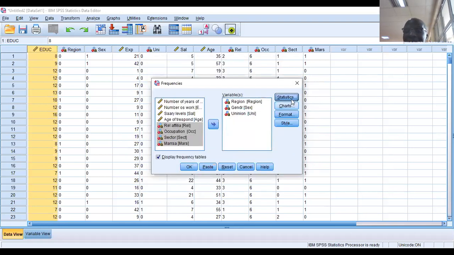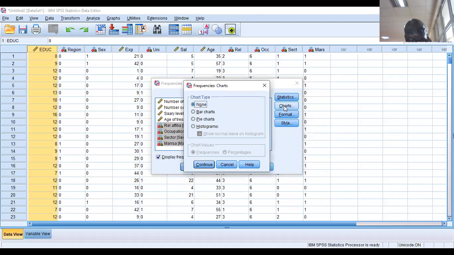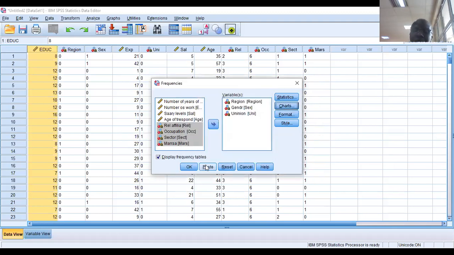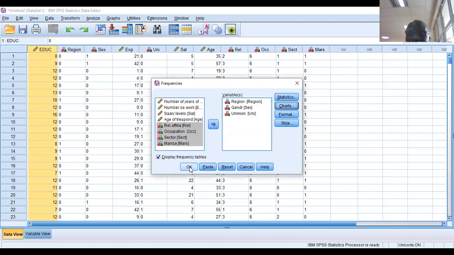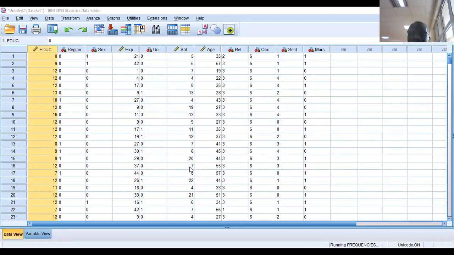Then I come this side. If I want a graph, I can get some graph here, like a bar chart. But it's better to draw the graph from here. But I want a bar chart here. Then I come here, and frequencies, of course, is on. I need my frequencies here. Then you do that, and you have gotten your descriptive statistics. Still running. Then you get your statistics here.